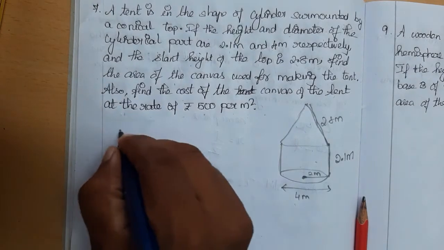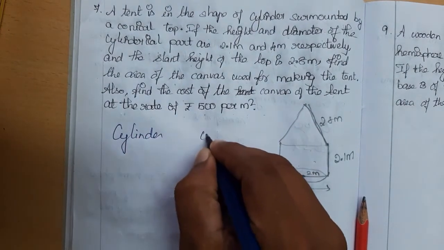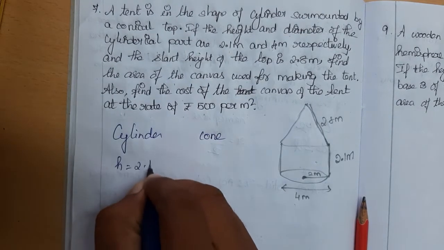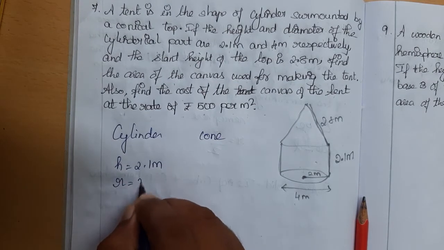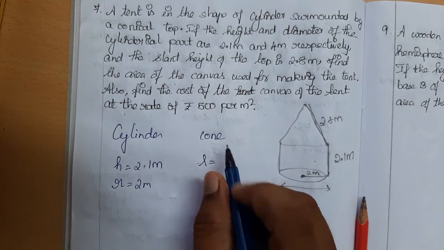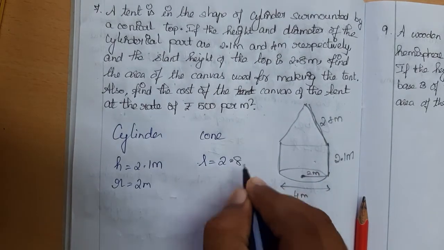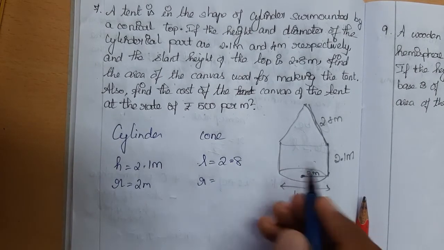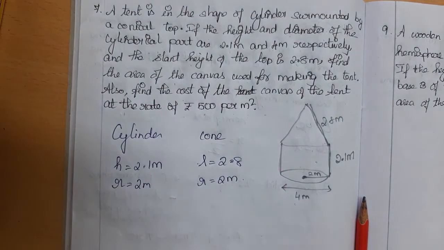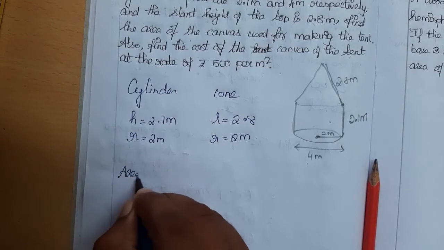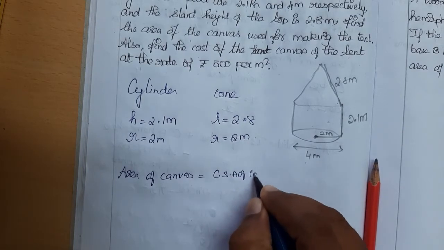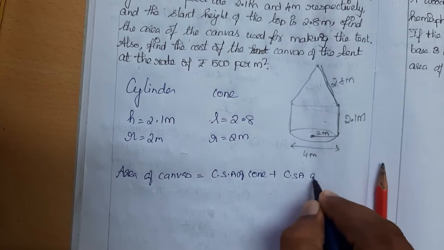So two shapes are there, the cylinder and cone. The height of the cylinder is 2.1 meter and the radius is 2 meter, since we found it from here. And the cone slant height, which is L, is equal to 2.8 meter, and the radius here is also the same, 2 meter, right? Clear? So they are asking about the area of canvas, which is equal to CSA of cone plus CSA of cylinder.